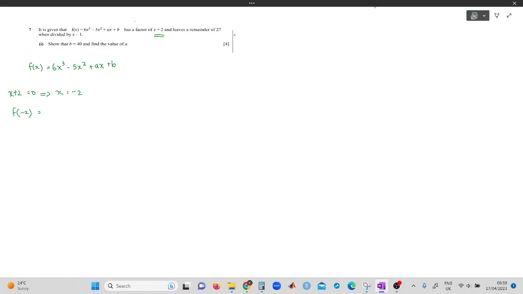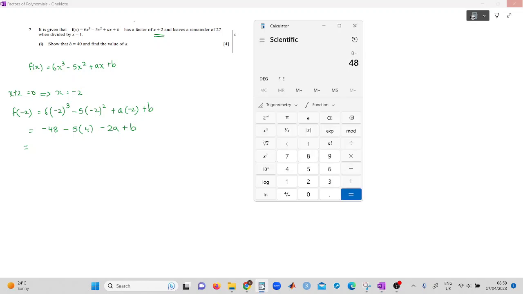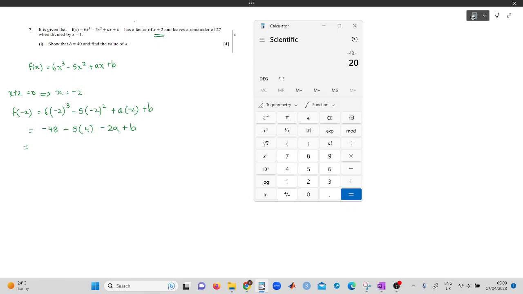Nous fait f of minus 2. Donc, just replace minus 2 whenever you have x. Voilà. Donc, 6 times minus 8 is minus 48, then 4 minus 2a plus b. Donc, ça va me faire moins 48 moins 20. Donc, ça va me faire moins 68 moins 2a plus b.